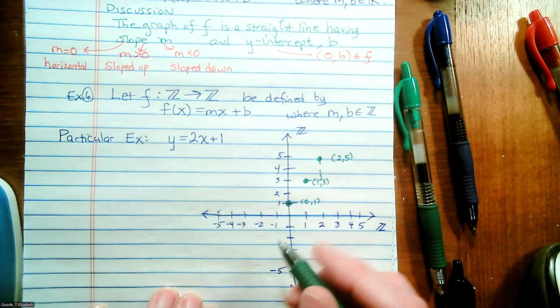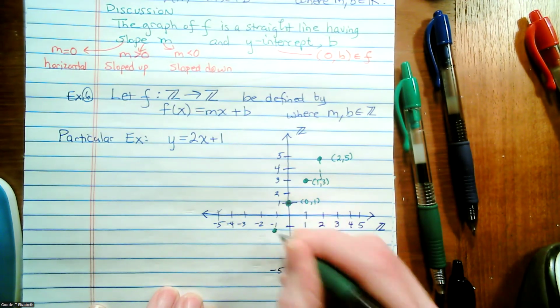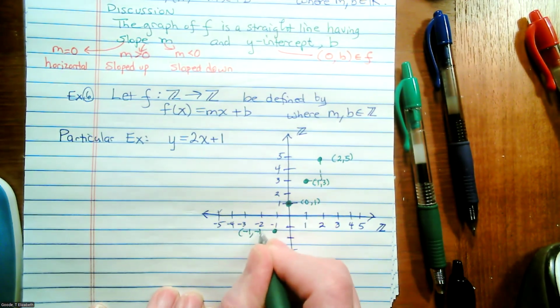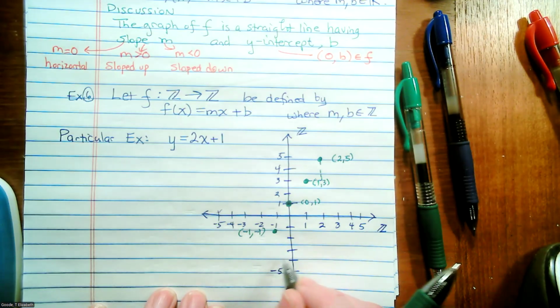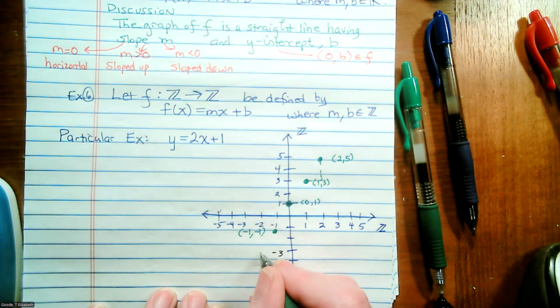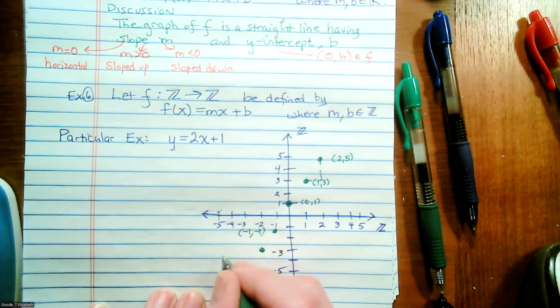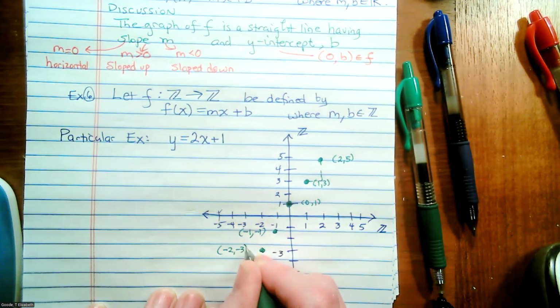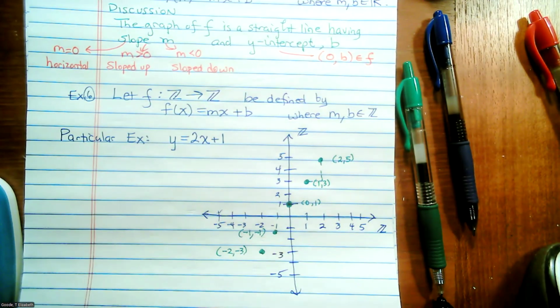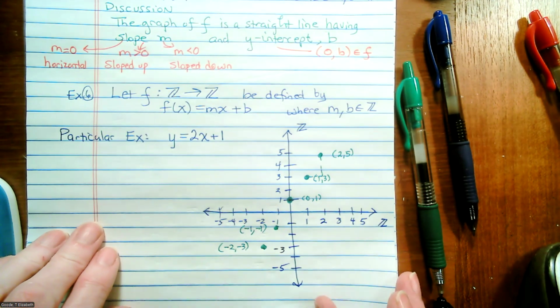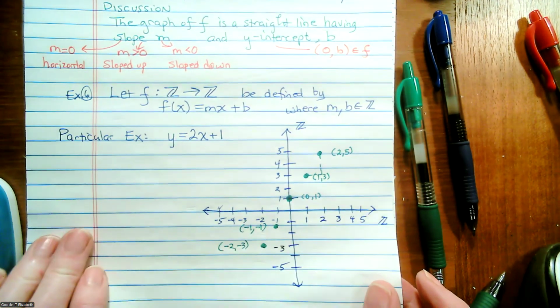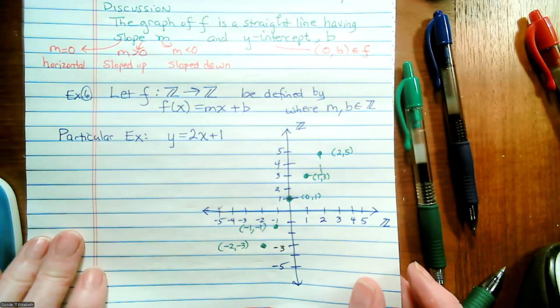When x is -1, of course, y is -1. So (-1, -1) is on there. And (-2, -3) is also a point on this graph. Negative. So you get the drift. These are the points on 2x plus 1 when the x's are restricted to just the integers. This will become an important kind of example when we start asking about properties.